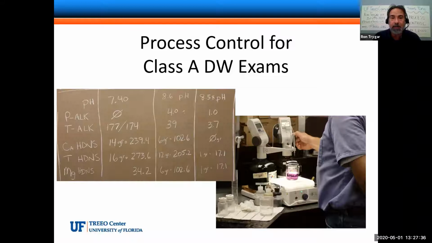Hi, everybody. Today's discussion will be about process control for Class A drinking water exams. We're going to be talking about all those questions that you come across that are under a generic category called process control, which shows up on the category sheet that you get at the end of the exam. And that seems pretty vague on what that really is.